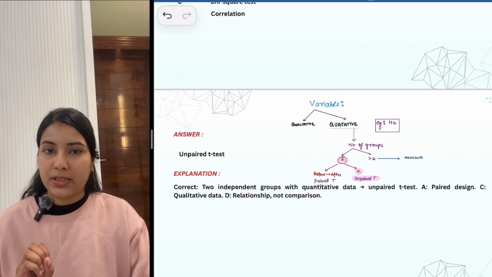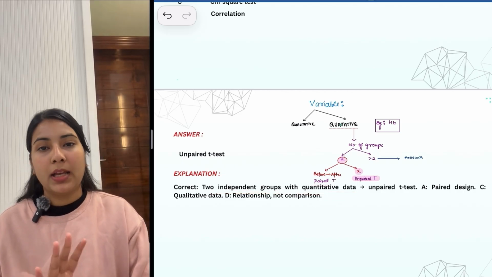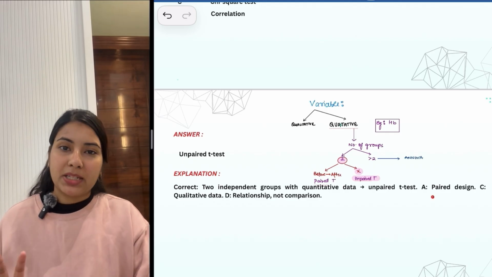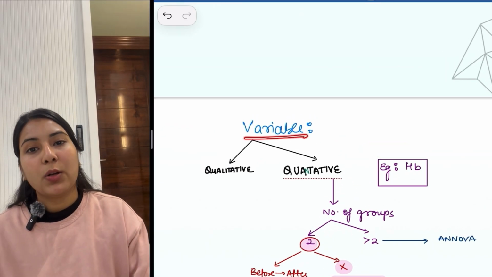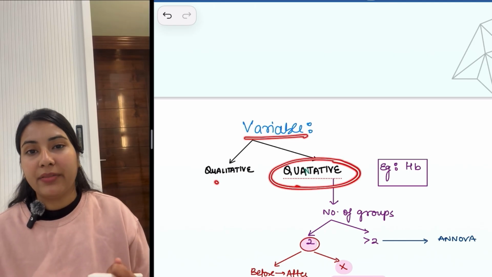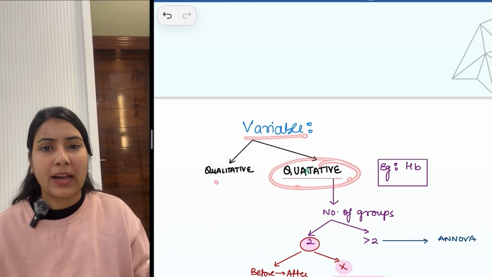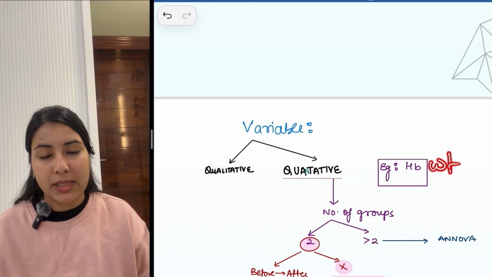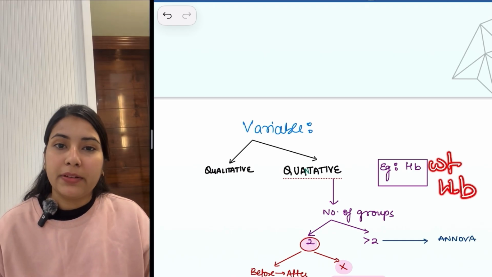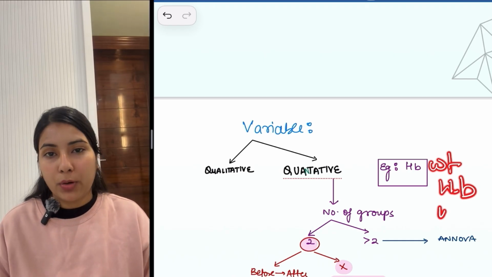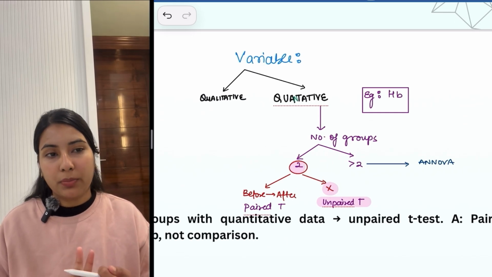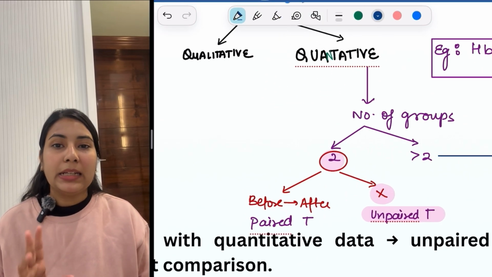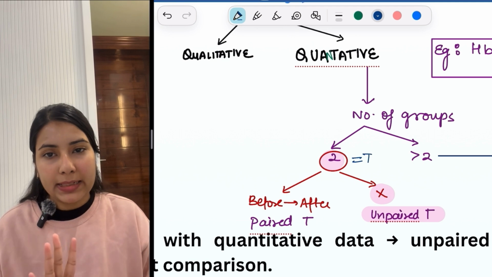First of all, we will look at the variable, whether it can be measured or not. If the variable can be measured, it is a quantitative variable like height, weight, hemoglobin. These have particular values. If you have a quantitative variable, then you look at the number of groups. If you have two groups, like male, female, pregnant, non-pregnant, it is a t-test, t for 2, right?